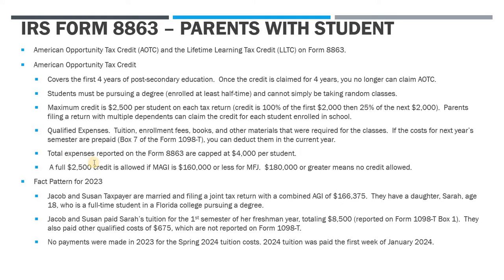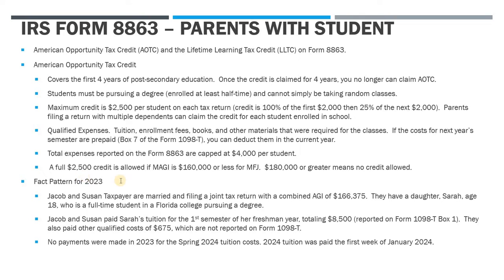Now, the total expenses that are ultimately reported on the 8863 are capped at $4,000. So when we get a look at the return, you'll notice that it doesn't matter, again, how much expenses are. You only report up to $4,000 on a per student basis.